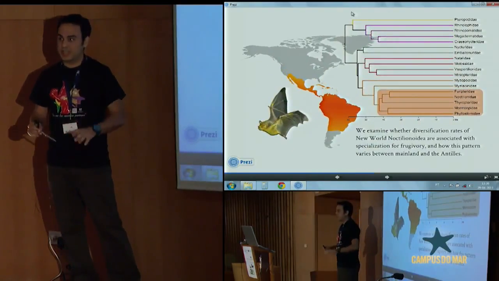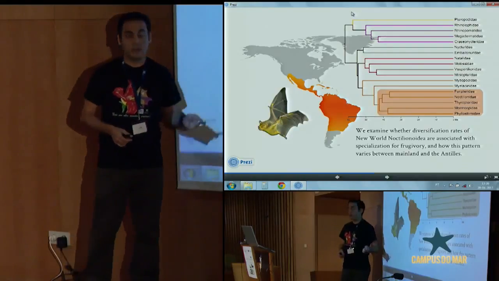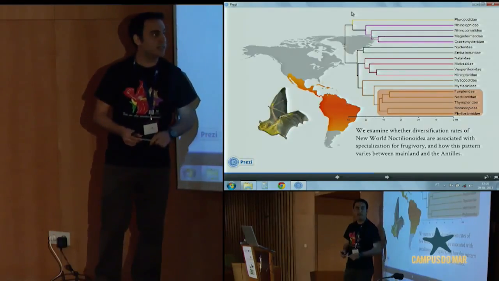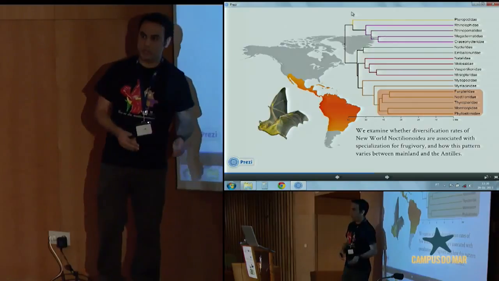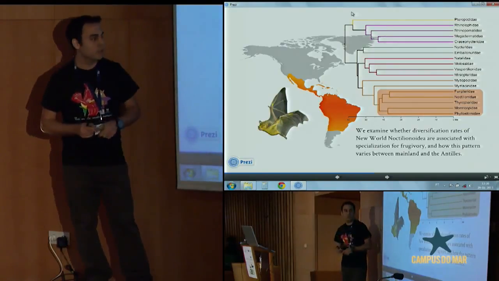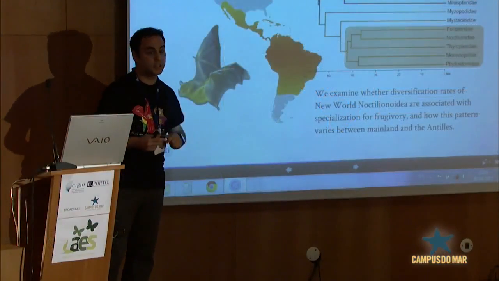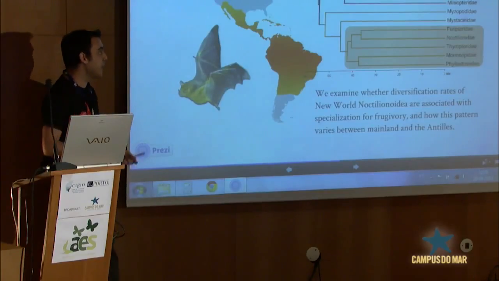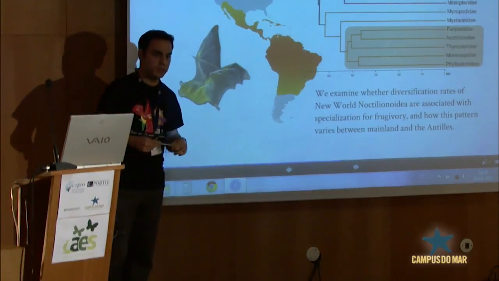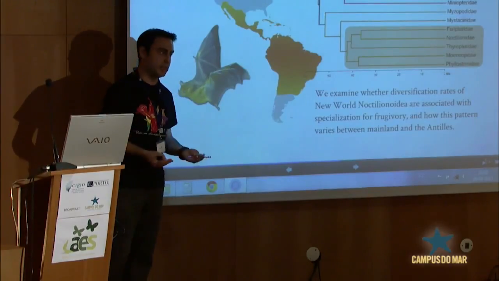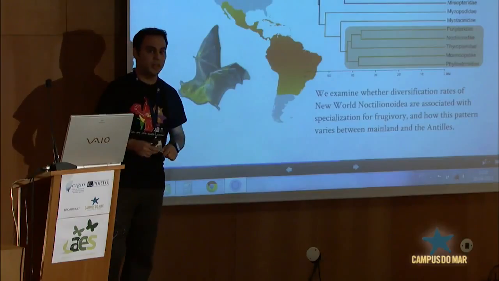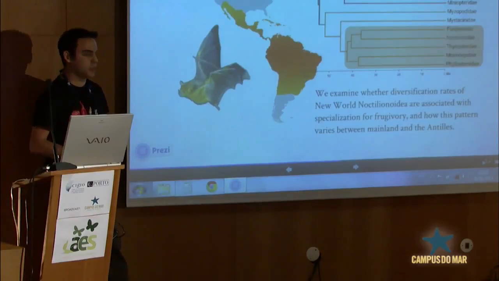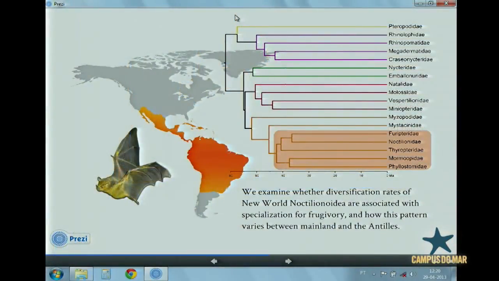Also, at local level, phyllostomids co-occur with other noctilionoid bats from other families, which are animal-eating bats. And this provides a very interesting both geographical and evolutionary framework to test whether diversification rates are associated with specialization for frugivory and how this pattern varies between mainland and the Antilles. In this case, we expect to find a different outcome of this relationship because in islands, in general, species tend to have broader niches and higher extinction rates than their mainland counterparts. So, what we did and what we found in our work.